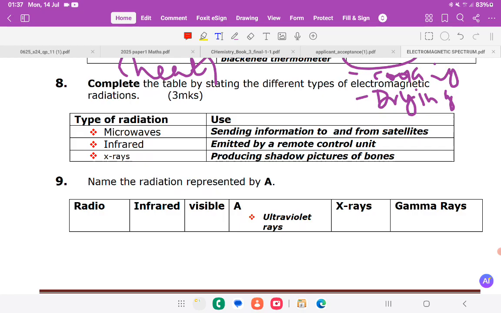Question 9: name the radiations presented by A. Like I mentioned, you need to know these radiations in the correct order. Starting with the smallest frequency, the smallest frequency radiation is radio. In order of increasing frequency, you start from radio, infrared, visible light, and then that which is missing is this one. After visible light, there's UV or ultraviolet, then the X-rays and the gamma rays. So know this order very, very well. I always encourage my students to remember a mnemonic.